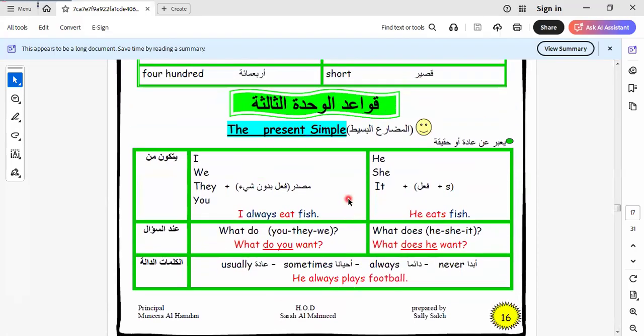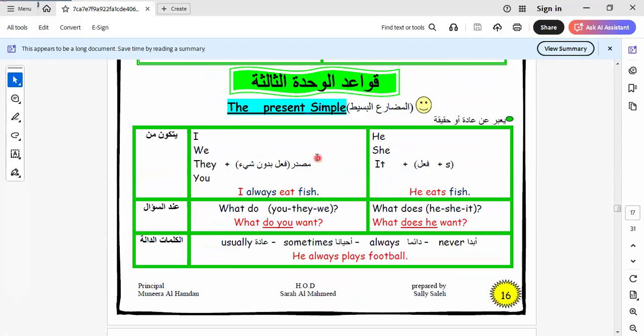Here in this unit, we learn the present simple tense, and we know when we use it. We use the present simple tense to express habits and facts or truth, like we say the sun rises from the east, or the sun rises every day. This is a fact. We can say a habit: I go to the club every weekend. This is called a habit. This is the difference between the fact and the habit. A fact cannot change, but a habit can change.